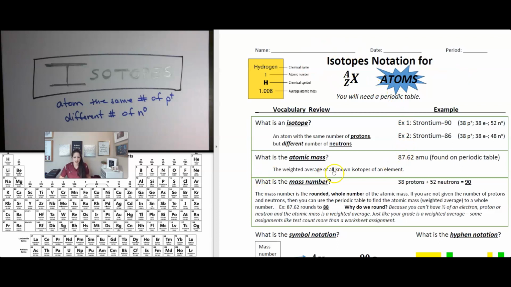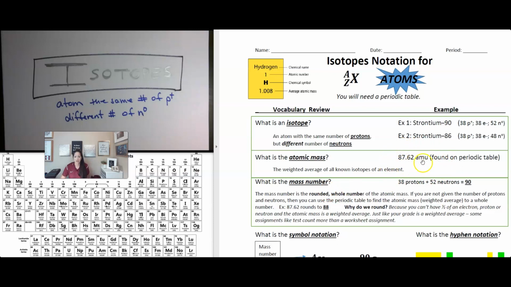What is atomic mass? For example, here is hydrogen. You would come over here to the periodic table and you could find hydrogen on it. That average atomic mass is going to be the weighted average. It's also known as the decimal, the one that has a couple of numbers. It's always going to be the larger number on the periodic table. If you round the average atomic mass, that gives you your mass number.